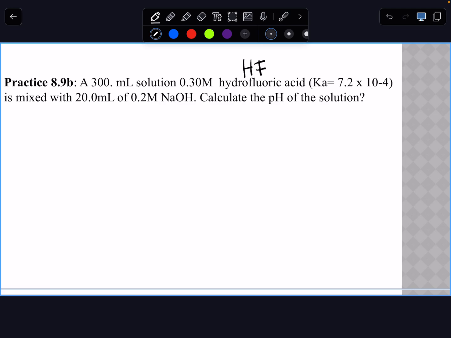So this one is weak and strong. So there you would go. With this one, now you have to do the ICE chart, or think about how it's changing.